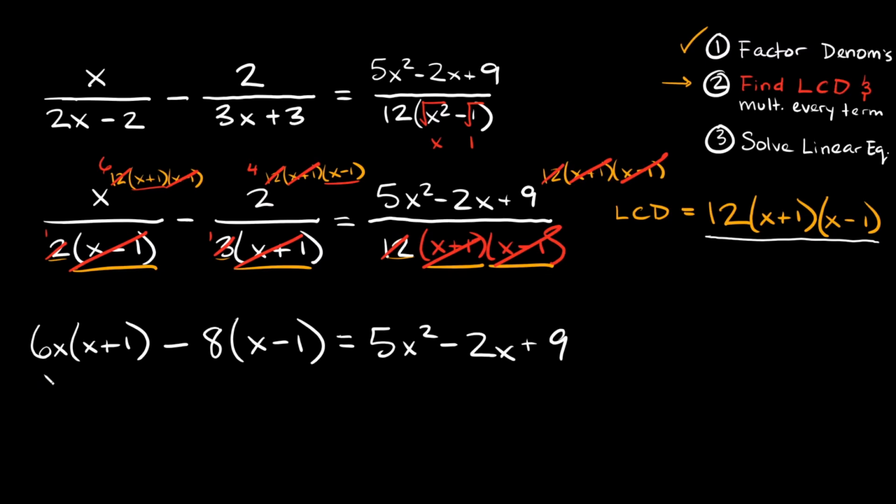Okay, so as you can see, now we're just left with a straight linear equation, right? So now we can start simplifying this stuff. So first of all, let's simplify this by distributing it. So here we have 6x, right?